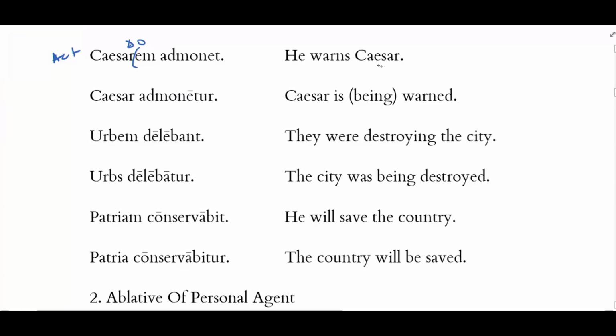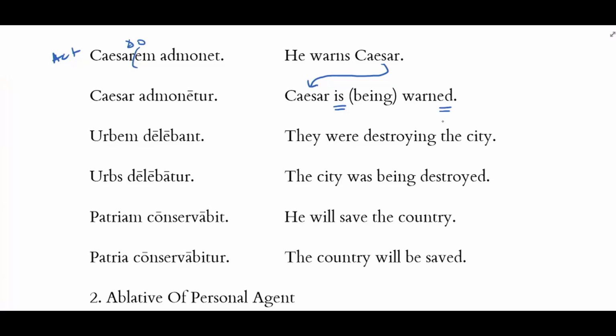So to make it passive, the direct object is going to now become the subject of the passive verb. And then we're going to use a form of be in English to make it passive, and then what's called the past participle. So to be warned. If it's a present passive, it's is warned. If it's an imperfect passive, it's was warned or was being warned.